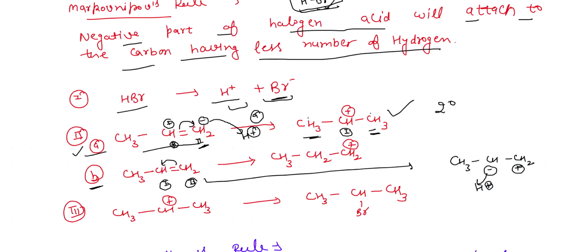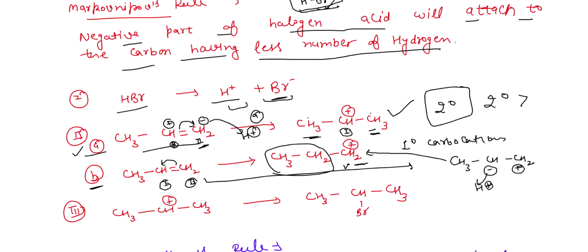Then it will form the intermediate, which is a primary carbocation. Look, the carbon having the positive charge is primary in nature, because it has one alkyl group and two hydrogens. So the major product is formed due to the secondary carbocation. As we know, secondary carbocations are more stable than primary carbocations. That's why the second possibility is not happening here. The first possibility is taking place.